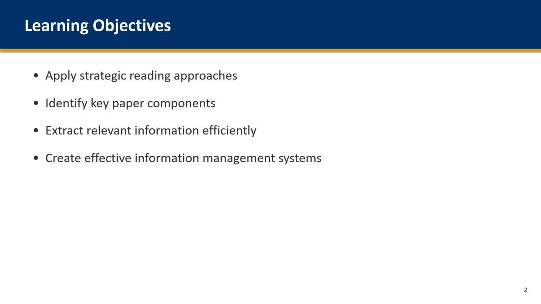Second, you'll identify the key components of academic papers and know where to find essential information quickly. Paper structure becomes your navigation tool. Third, you'll develop techniques for extracting relevant information without reading every word. Strategic reading is about efficiency, not shortcuts that sacrifice understanding.